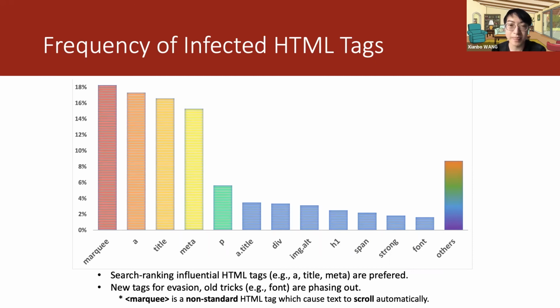by defacers. The high ranking of some tags like a, title, and meta are expected, as they are essential to search engine optimization. One surprising result is the marquee tag. If you look it up, you can see that this is a non-standard HTML tag that can hold automatically scrolling text. We guess it can help defacers to evade detection by search engines or web application firewalls.